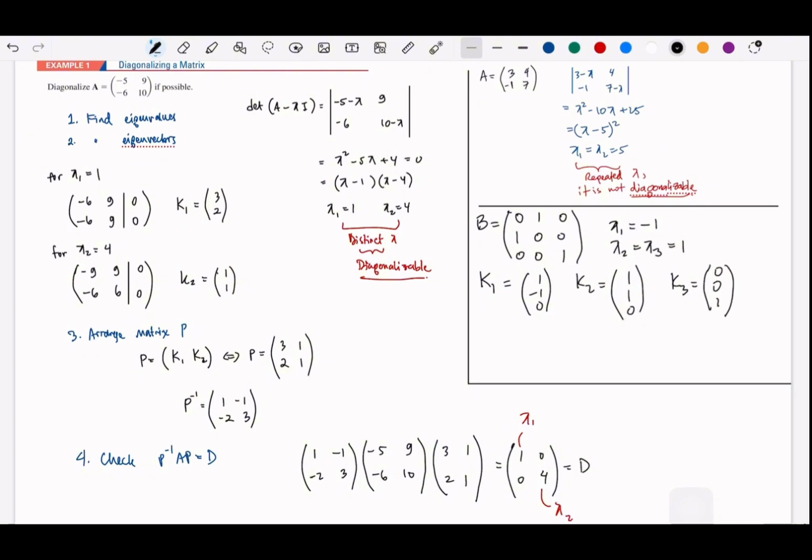After some parameter choices, usually we choose one variable to be 1 or 0 to make it easier to compute. And then we can choose P based on this. And then check P inverse AP equals D. And if we check, this is going to be true. Okay, this is going to be true.